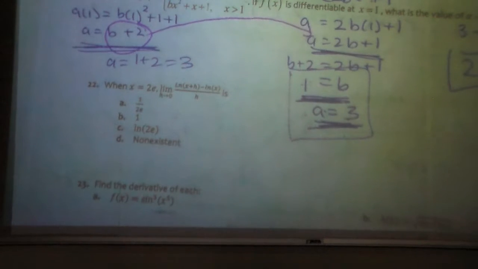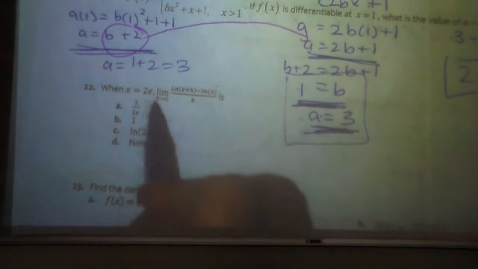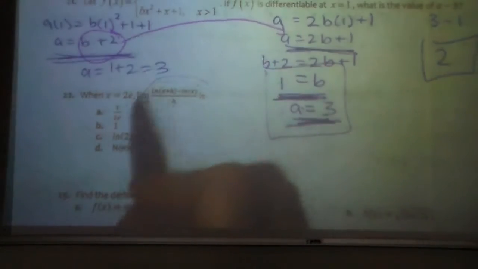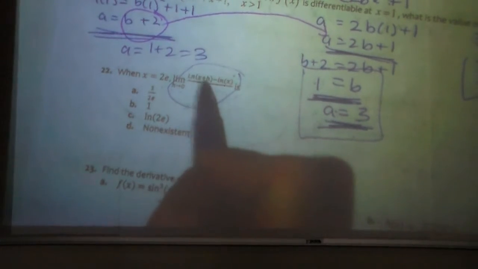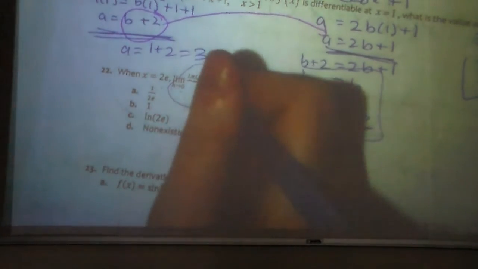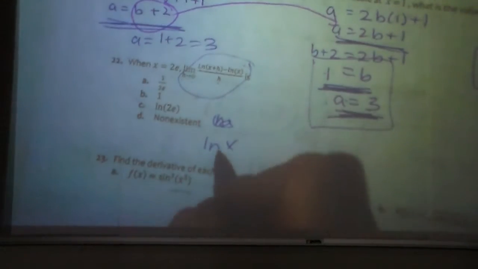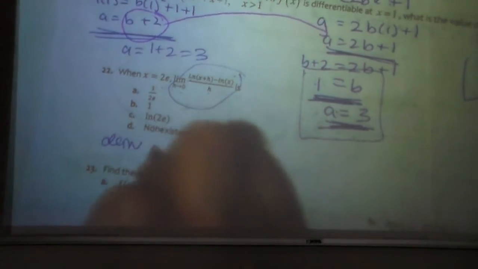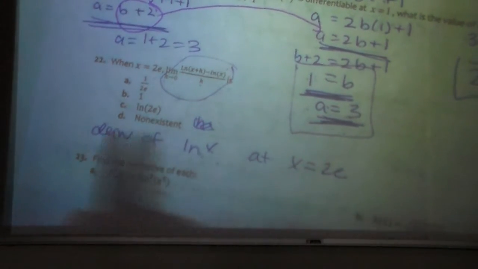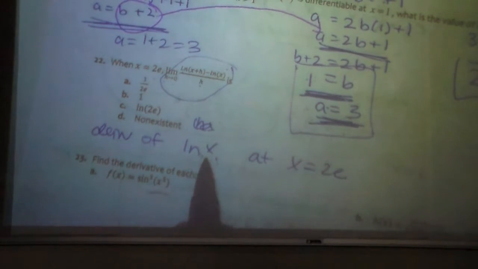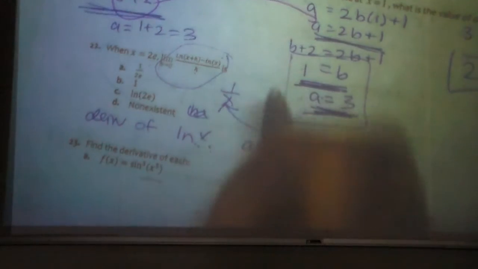All right, 22, when x equals 2e, the limit of this. So limit is h approaching 0 over h. This makes me think derivative. Now if you look, I'm saying natural log of x plus h minus natural log of x. So this is natural log of x. Natural log of x is definitely the function we're taking derivative of. So this is saying derivative of natural log of x at x equals 2e. So I have to actually find the derivative, right? Natural log of x, derivative is 1 over x. And if I plug in at 2e, that's 1 over 2e.